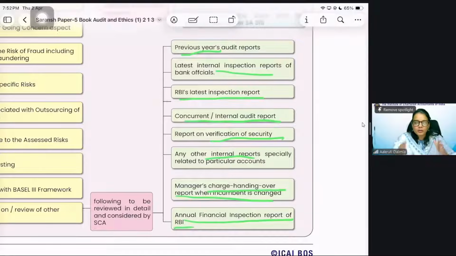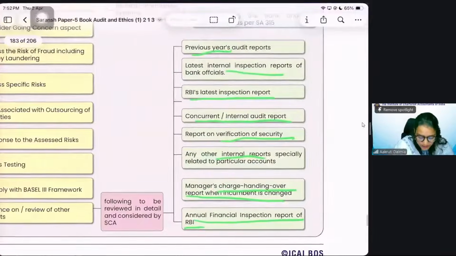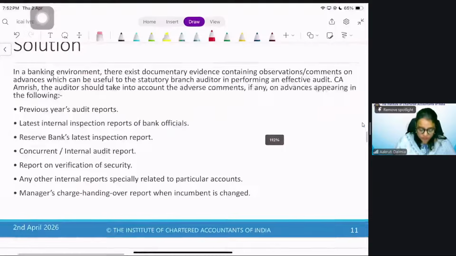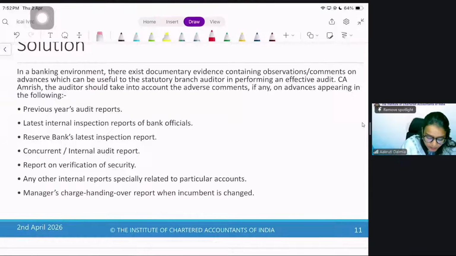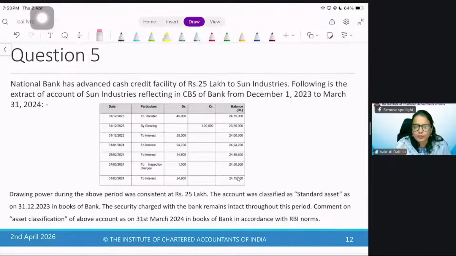Charge handing over means if there's a change in manager, then the previous manager will hand over a charge handing over report, in which every detail must be given so that the new manager can understand how to start working in the bank. So if you see this, it's a direct question, but a type 2 question. So there exist documentary evidences that can be useful, which are the following: previous year, latest internal inspection, RBI, concurrent reports, verification of security.